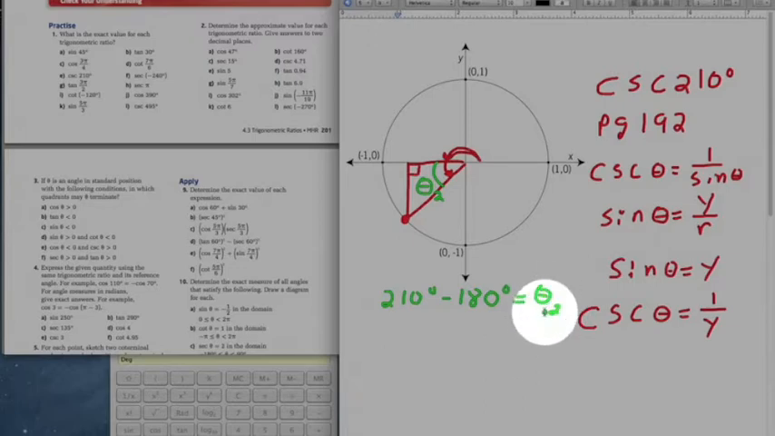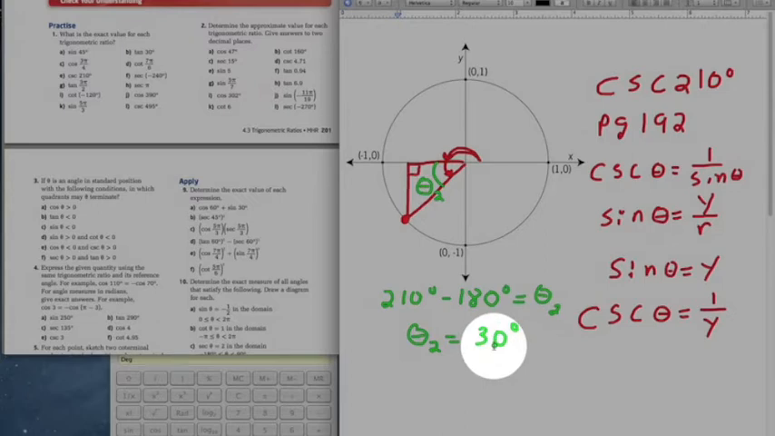Sometimes they'll use different Greek letters, and some people find that confusing. So I'm just going to call that theta 2. It's the second one that I'm working with. You'll notice I switched to green. So 210 degrees minus 180 degrees, theta 2 is simply going to be 30 degrees.